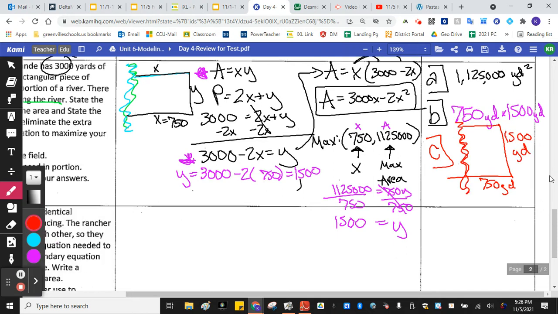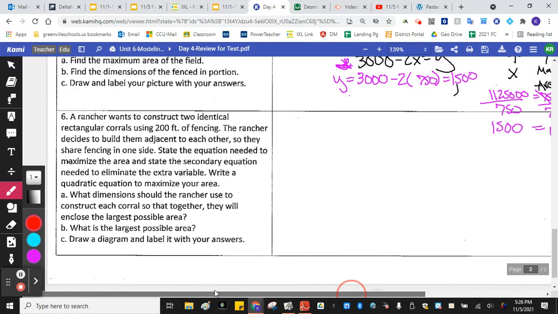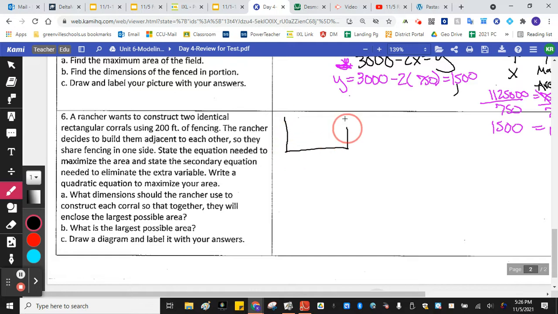All right. So those are my answers. Moving on to the next one. A rancher wants to construct two identical rectangular pins using 200 square feet. The rancher decides to build them adjacent to each other so they are sharing one side of the fence. Ta-da! Set the equation you need to maximize the area and state the secondary equation. Need to eliminate a variable. Write your quadratic equation to maximize the area.